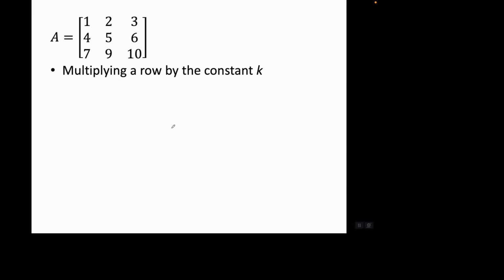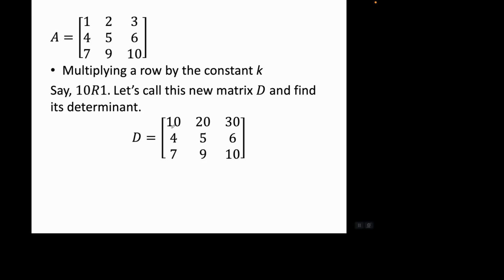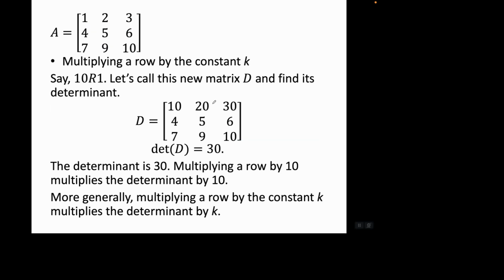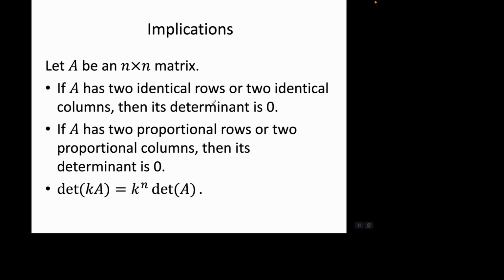Multiplying a row by the constant k. Say we multiply row 1 by 10. Let's call this new matrix D and find its determinant. So instead of having 1, 2, 3, we've got 10, 20, 30. The determinant of D is... oh, the determinant's 30. Multiplying a row by 10 multiplies the determinant by 10. More generally, multiplying a row by the constant k multiplies the determinant by k.